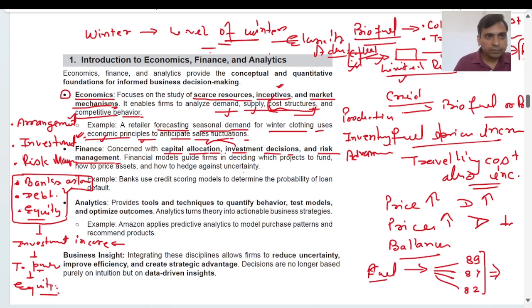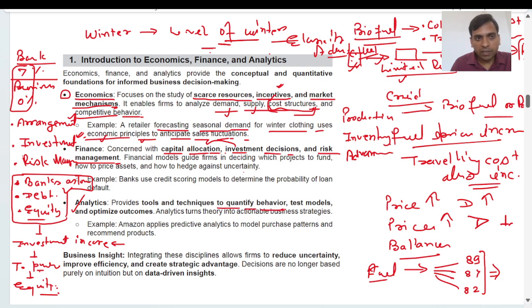Now the risk. The bank interest, suppose 7% per annum. And if we start a business, if there is no profit, no loss, zero profit, zero loss, so there is a risk of only 7%. Now the next thing, analytics. In analytics, we will see multiple statistical tools and techniques to quantify behavior. The main thing is behavior, and to test the models and to optimize outcomes.